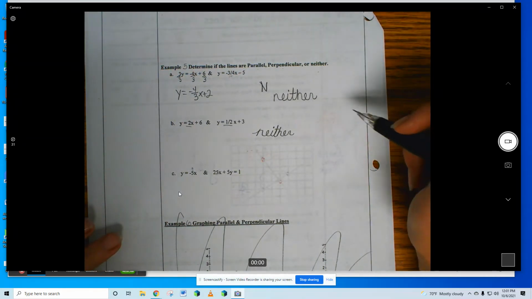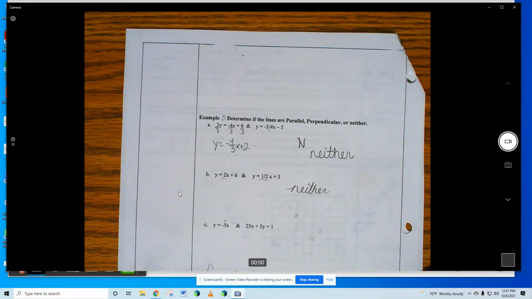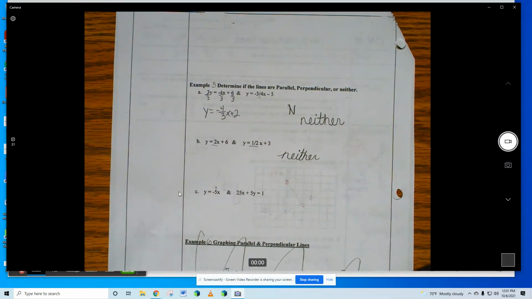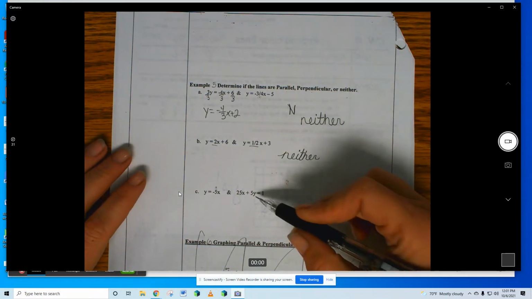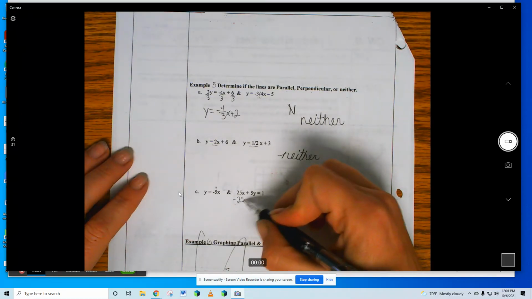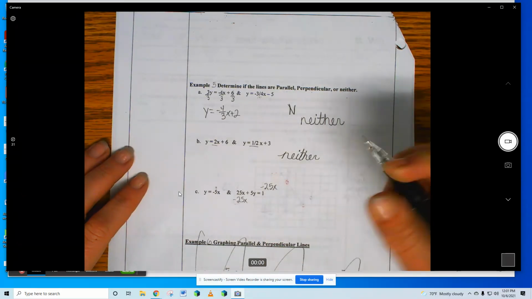All right. Do C on your own. Okay. Oh, you have to subtract 25x. Did you guys do that? Do you remember the rule I taught you yesterday?